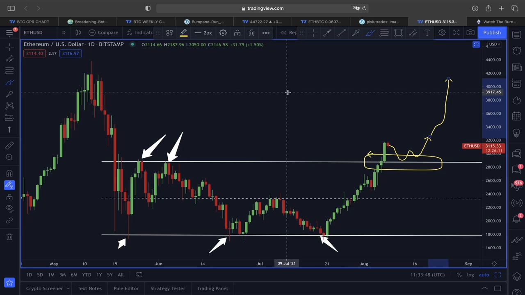So these are some of the scenarios I see right now looking at the price action of Bitcoin and Ethereum.